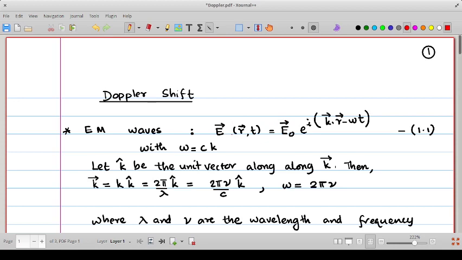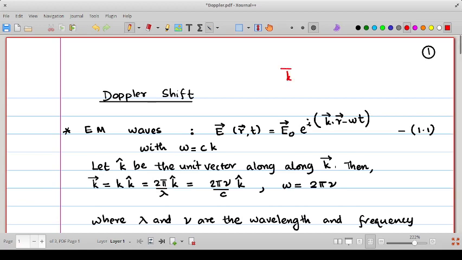The electric field vector in an electromagnetic wave is represented by the equation E(r, t), where r represents the position vector and t the time coordinate, equal to a constant vector E0, which corresponds to the amplitude of the electric field, its direction representing the polarization, times e to the power i(k dot r minus omega t), where k is called the wave vector of the electromagnetic wave and omega its angular frequency.